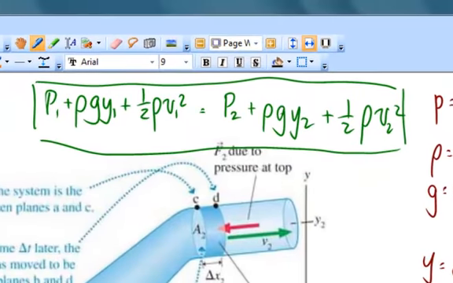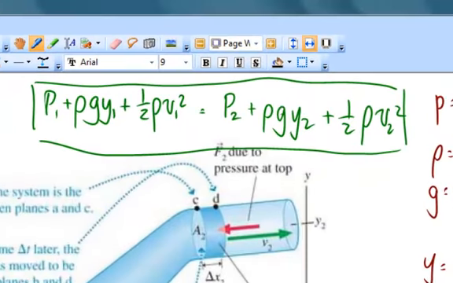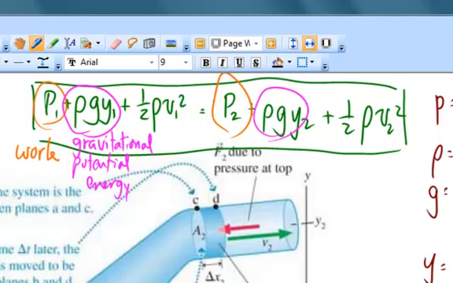The work in Bernoulli's equation appears in the pressure term. The gravitational potential energy appears in the term that contains the elevation, and the kinetic energy appears in the term that contains the fluid speed.